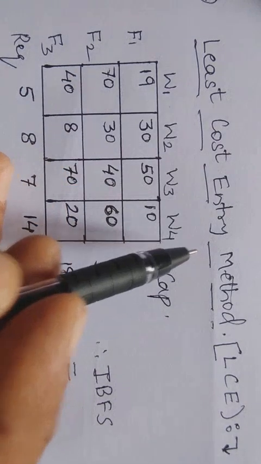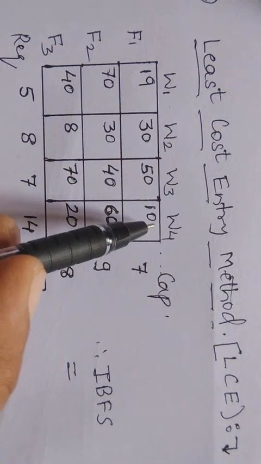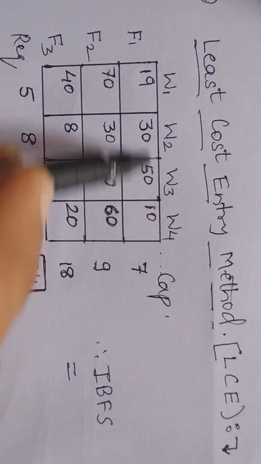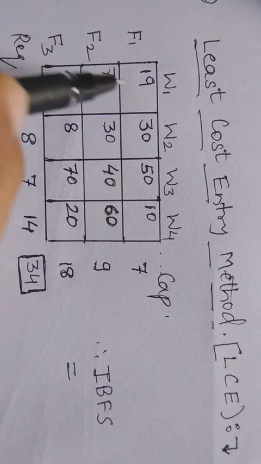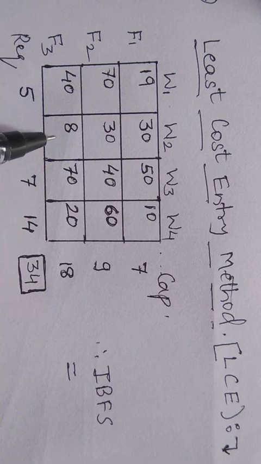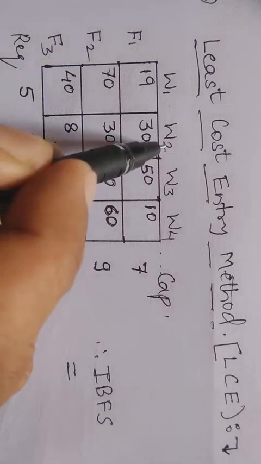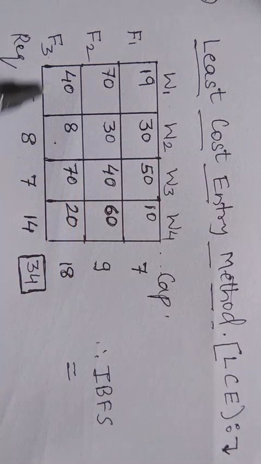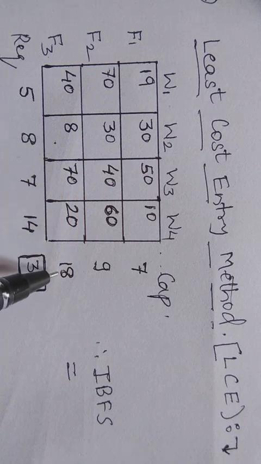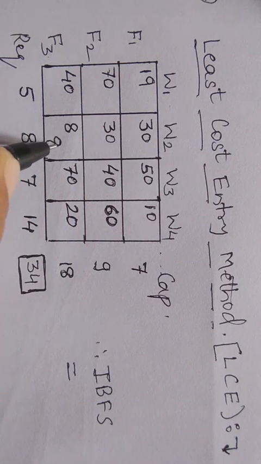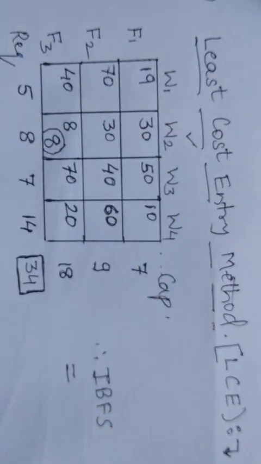Least cost entry means it will look at the whole matrix. In the whole matrix, where is the least cost? The least cost is 8 rupees. So it will focus on this cell, which means F3, W2. W2's requirement is 8. F3 can supply 18. So W2 will take all the 8. W2 is satisfied.